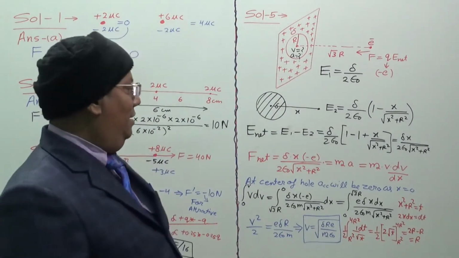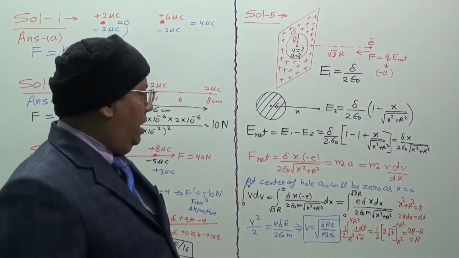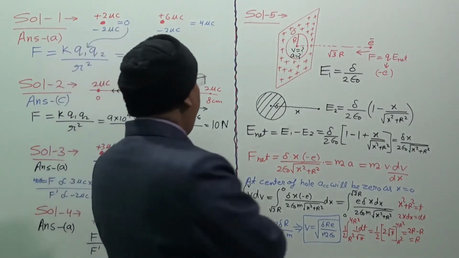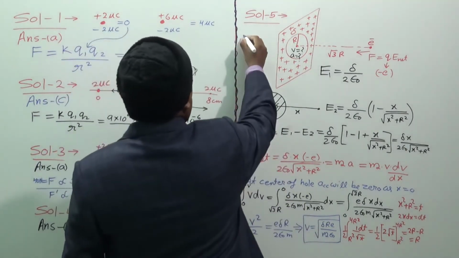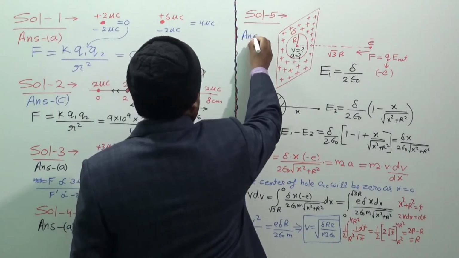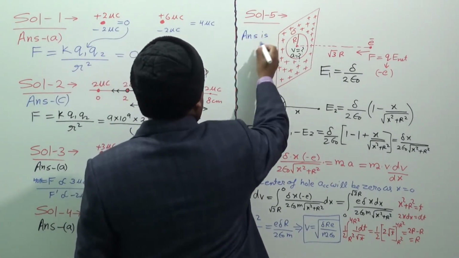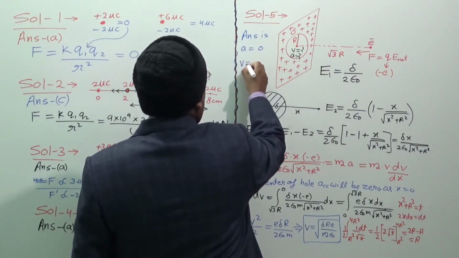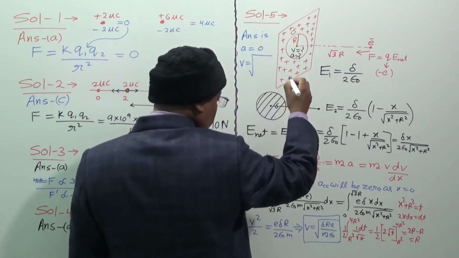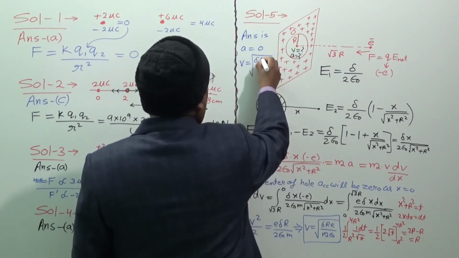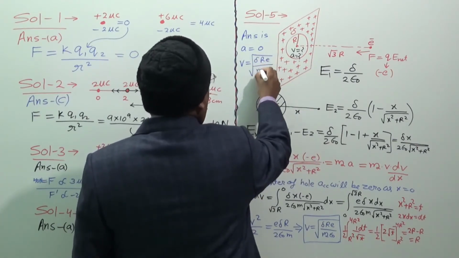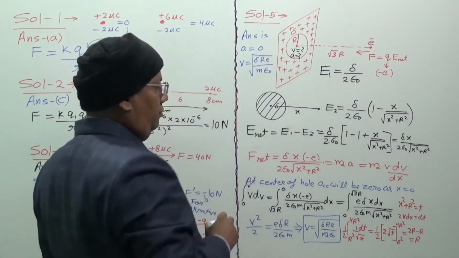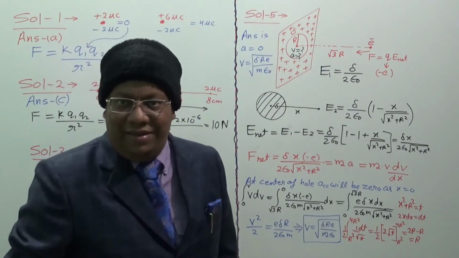Okay. So the final answer: velocity will be equal to, answer is a is equal to 0 and V is equal to under root small sigma R E by M epsilon naught. Okay?